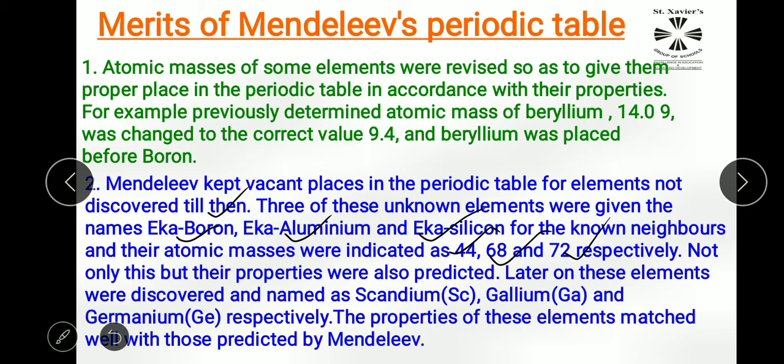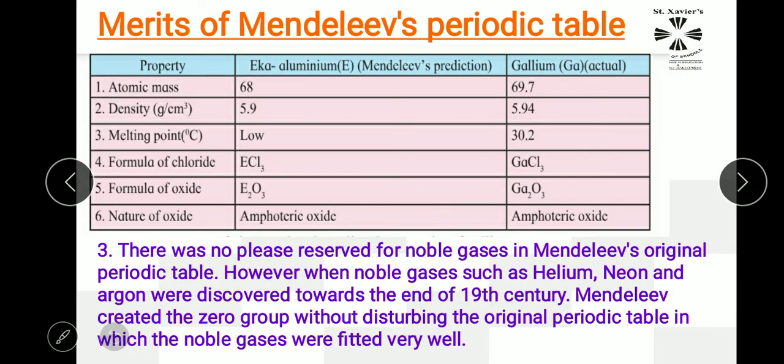Not only this, he also predicted the properties, students. Later on, these elements were discovered and named as scandium, gallium, and germanium respectively. The properties of these elements matched well with those predicted by Mendeleev. So whatever he predicted, when they were discovered and named as scandium, gallium, and germanium, it was found that the prediction was quite good and approximately the same. So that was again the second merit of the Mendeleev periodic table.